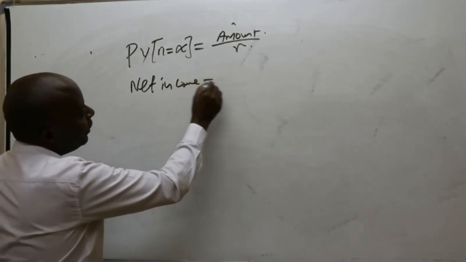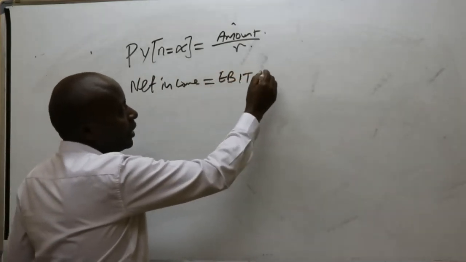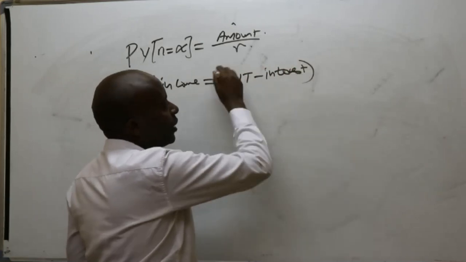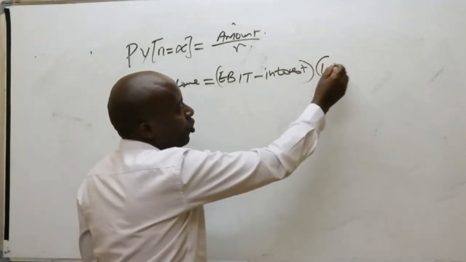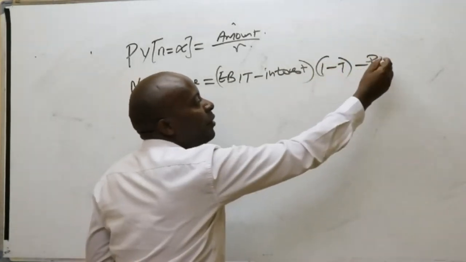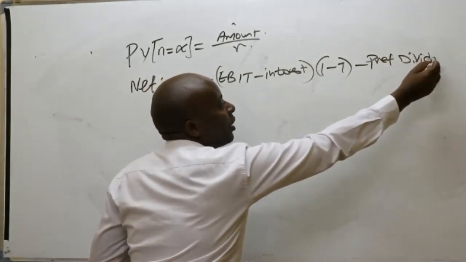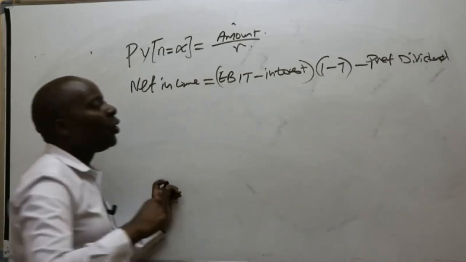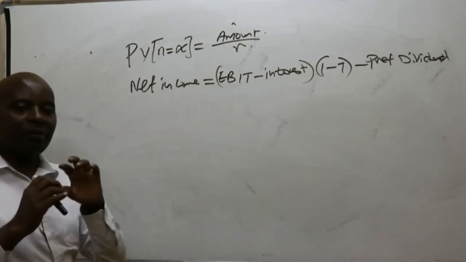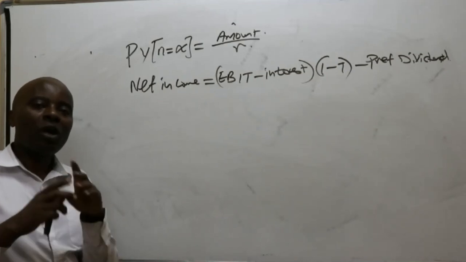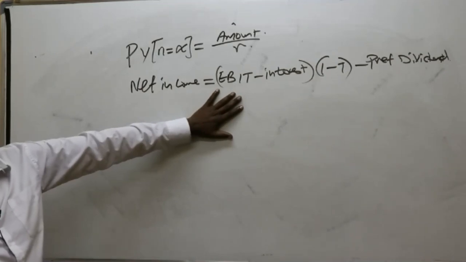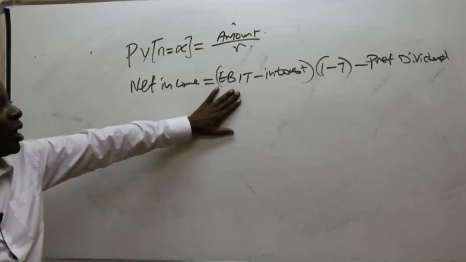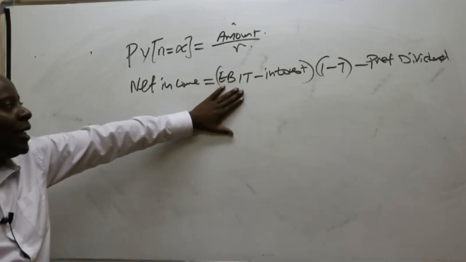Remember, ladies and gentlemen, net income to us, how do we get it? It is EBIT minus interest. It has to be profit after taxation, so times 1 minus T, minus any preference dividend which exists. Then you will be able to get the net income attributable to ordinary shareholders. This is a very, very important formula. And normally you don't see this formula when we talk of a net income approach.